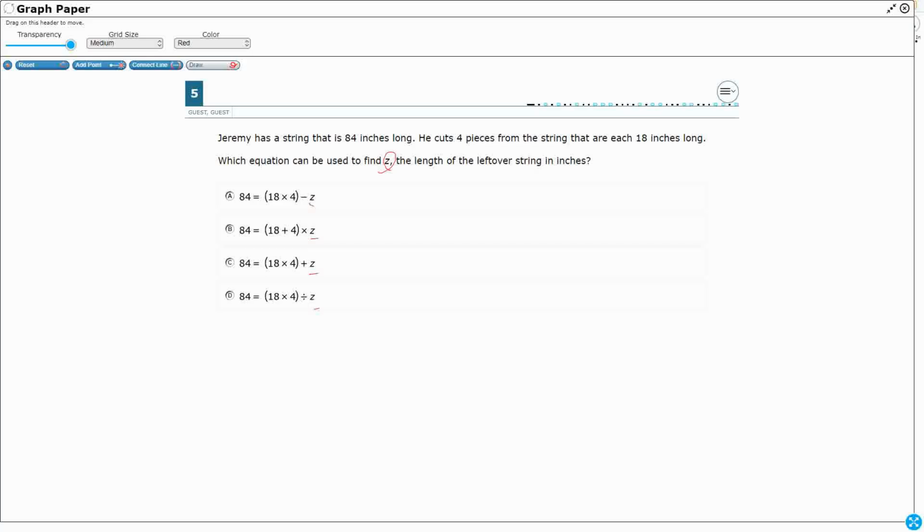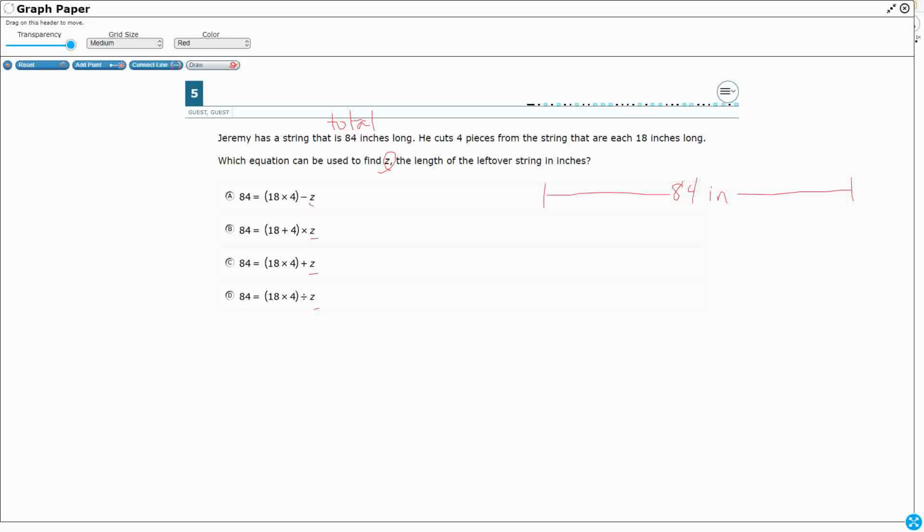Jeremy has a string that is 84 inches long, so this sounds like a total. So I'm going to draw a strip diagram here, and I'm just going to put 84 inches. There we go. So that's my total string.